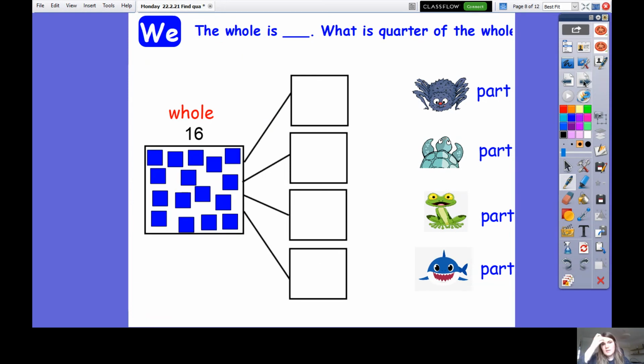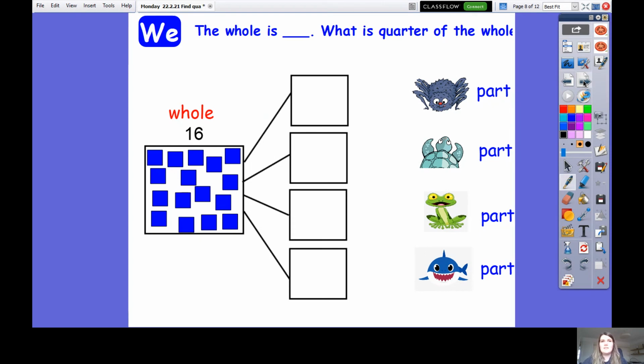Okay, this time you're going to have a go. What you're going to do is use your part whole model. Now you can get some cubes like me, or you can get some beads to help you, but you're going to have a go sharing using the part whole model. If you don't have anything to share, you can have a go drawing it.